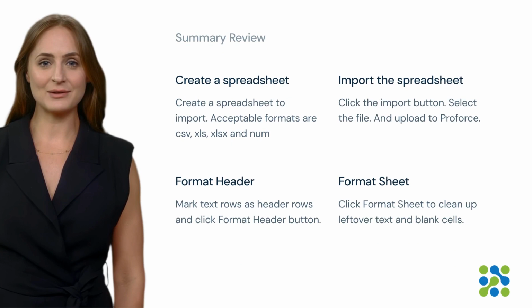Now let's take a moment to review. First, we create our spreadsheet and prepare it for import by removing any blank or extraneous rows and columns. Then we import the file into Proforce and check to make sure the column titles were converted into column headers. If not, we mark those as header rows and click Format Header. Then, just to be safe, we also click Format Sheet.